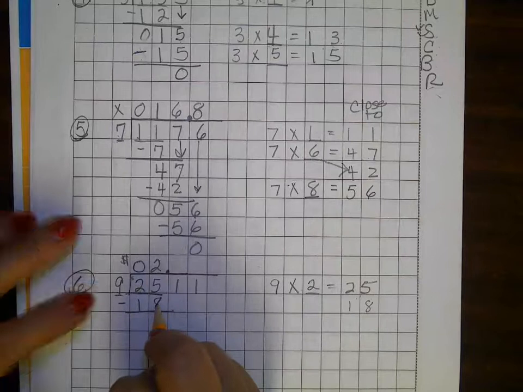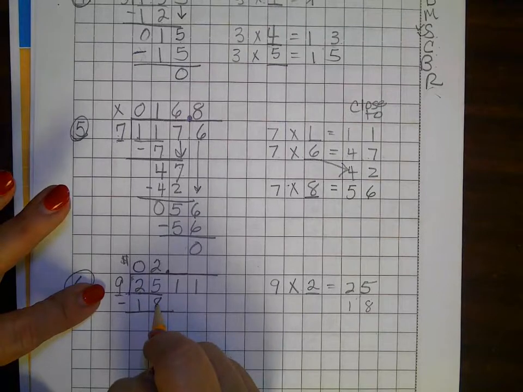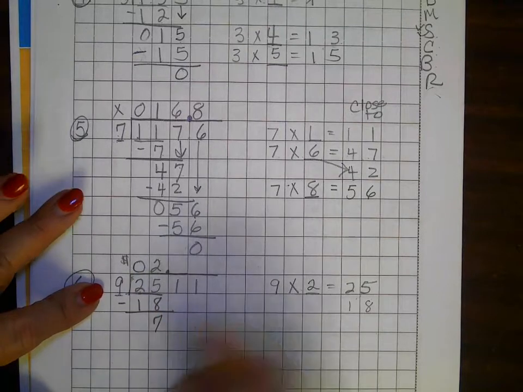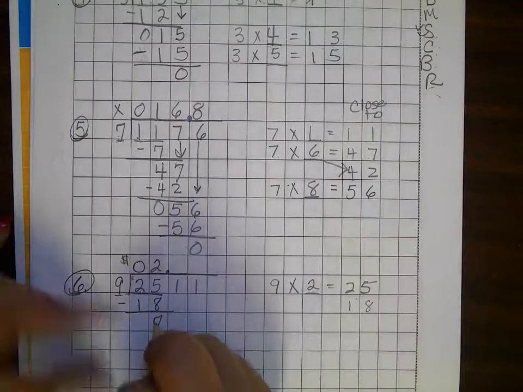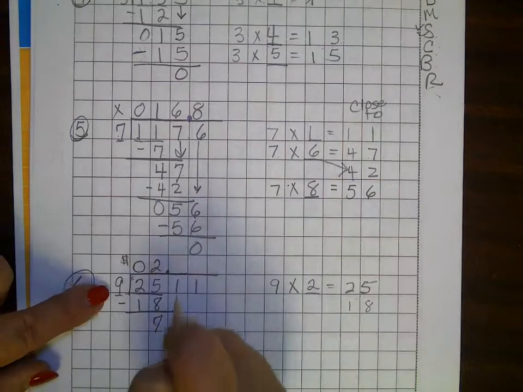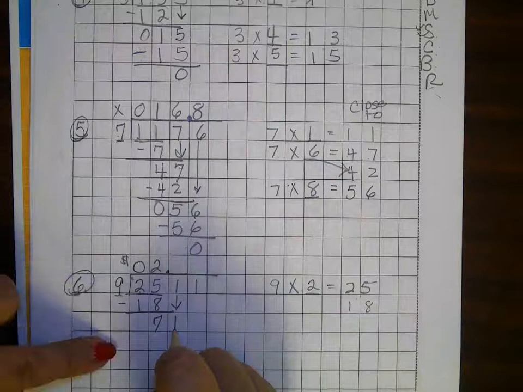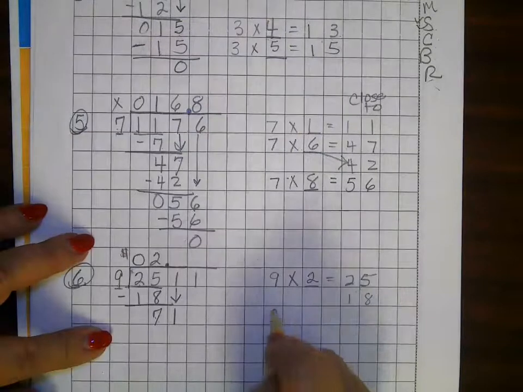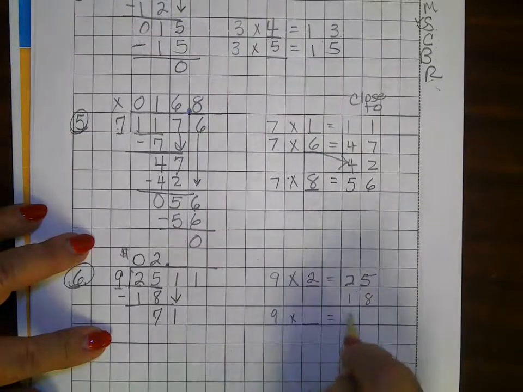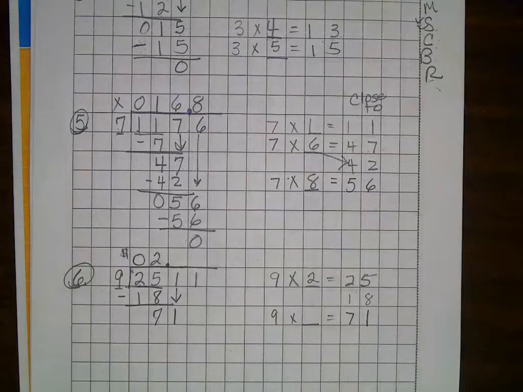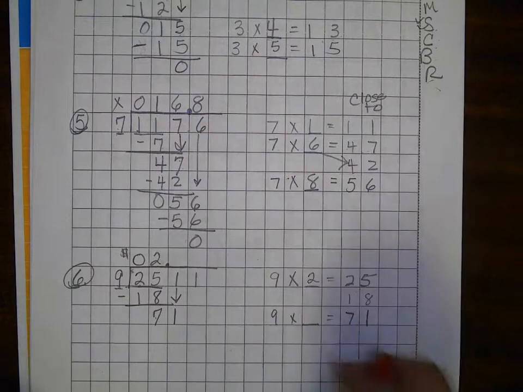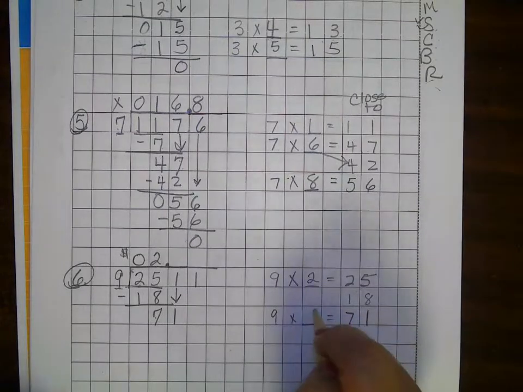So 18, 19, 20, and then plus 5, so that's 7. I can check that my 7 is less than my 9, so I'm going to bring down the next digit, and I'm going to repeat. So 9 times what will get me close to 71 without going over? Well, I know that 9 times 8 is 72. That's too big. So I'm going to do the 9 times 7.